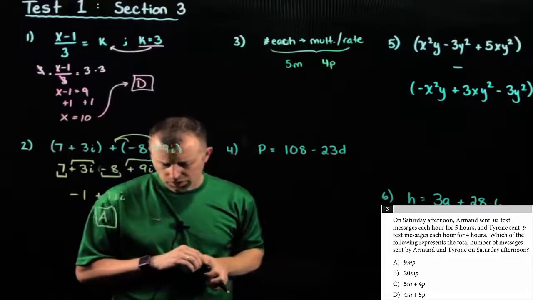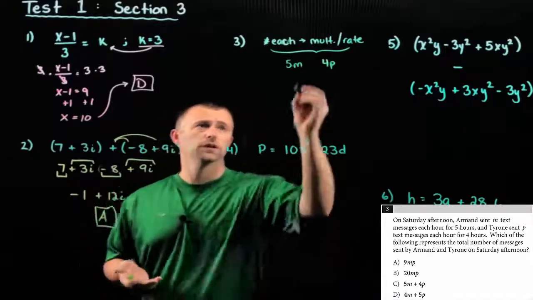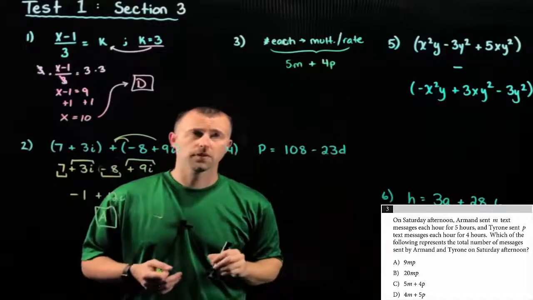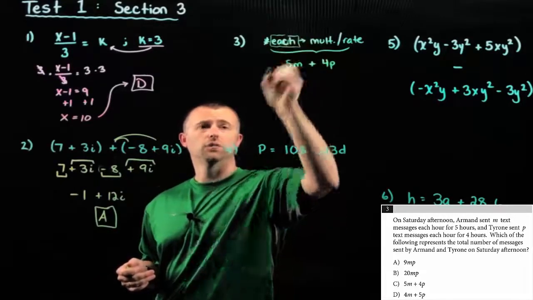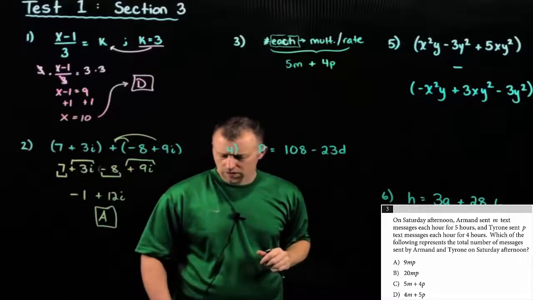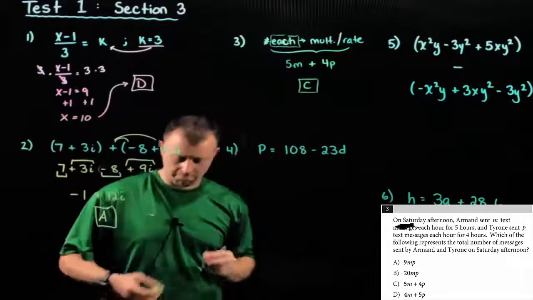So which of the following represents the total number of messages? So we just want to figure out how many you have in total. Well, all we got to do is add those up. And again, this word right here is a very common SAT word. I want you to remember that. So in this case, that's going to be C when you add them up, and that's number 3.